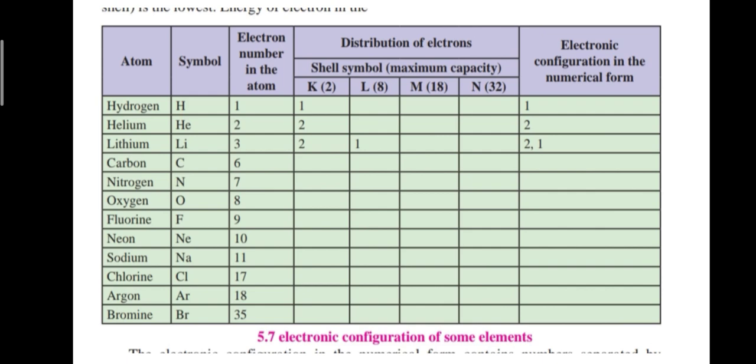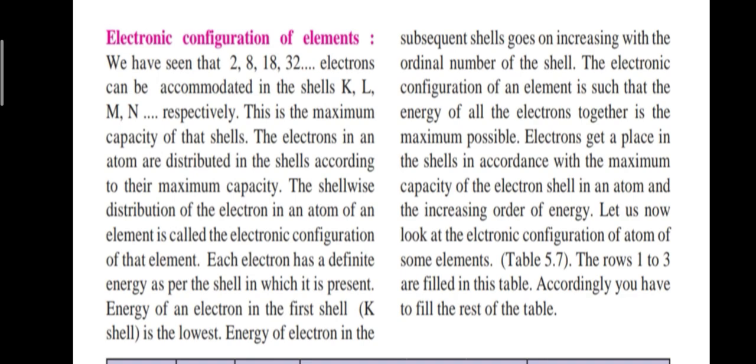In this way the electrons are distributed, and this distribution of electrons in proper shells is nothing but the electronic configuration of an element. It means the electrons in an atom are distributed in the shells according to the maximum capacity of the shell. So shell-wise distribution of electrons in an atom is called electronic configuration.